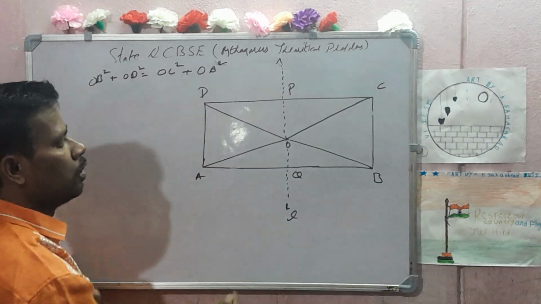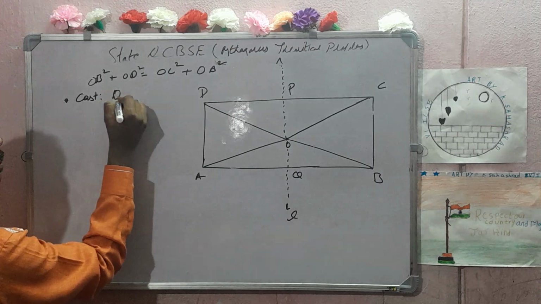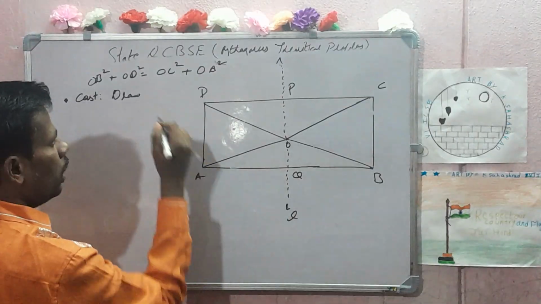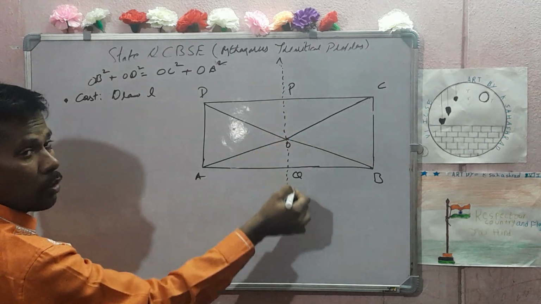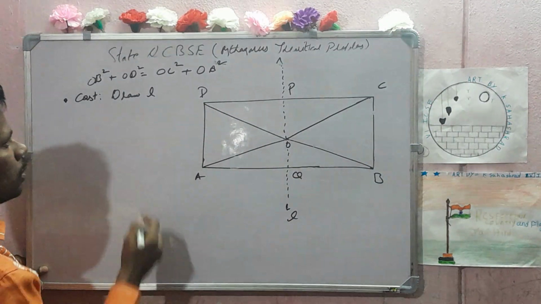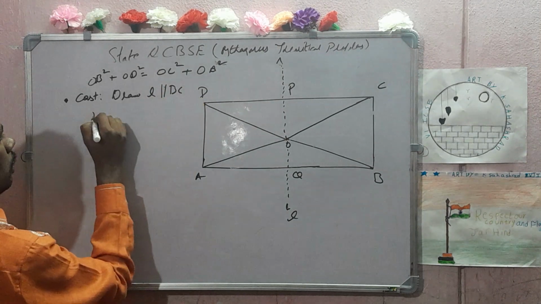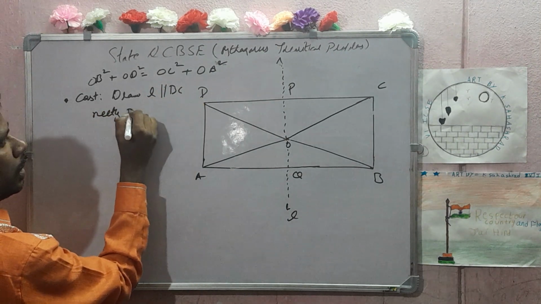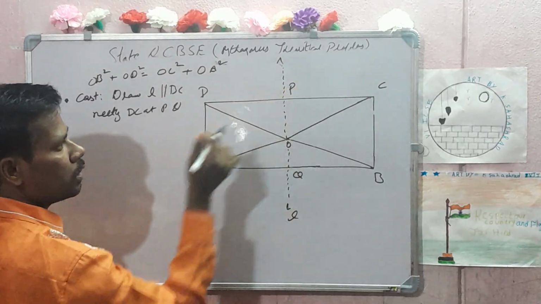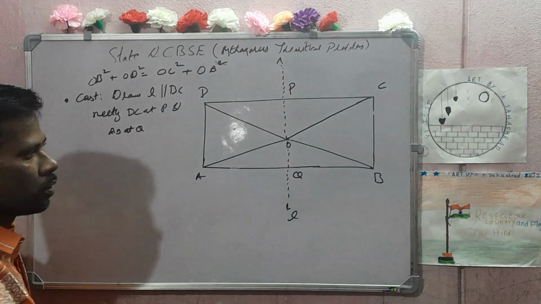Draw construction, very important statement. Draw a line L parallel to BC, meeting DC at P and AB at Q.